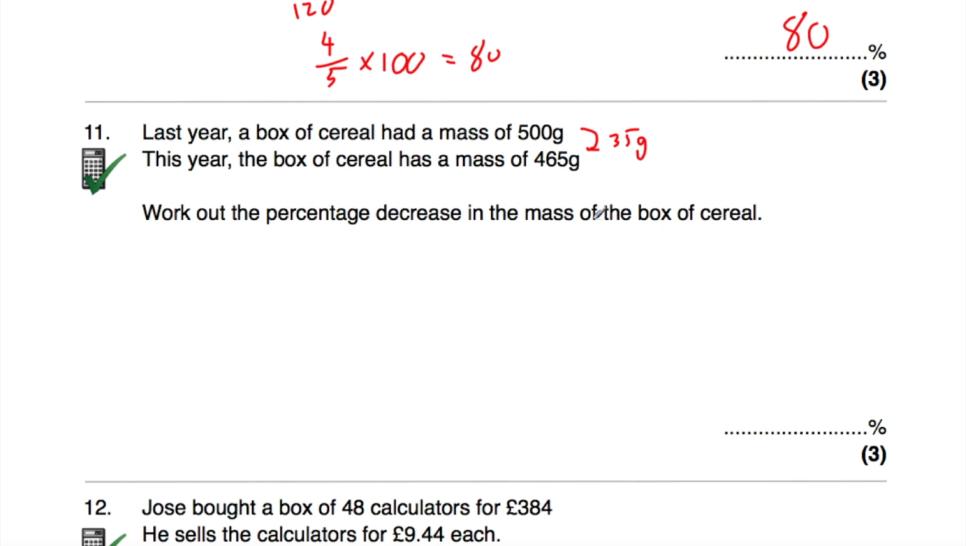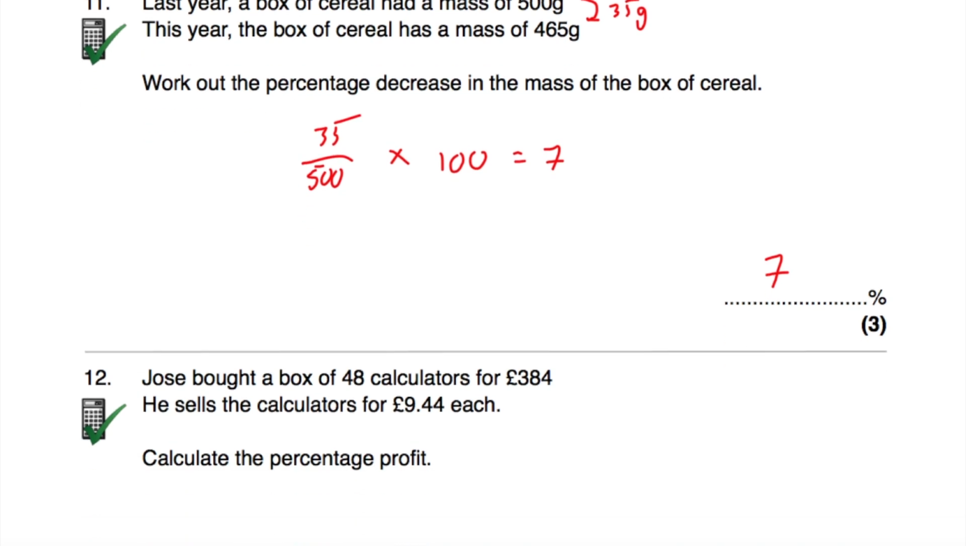So you want to work out the percentage decrease. That's going to be the change, which is 35. It goes down by 35 grams. And as a calculator question, you could do the subtraction, see what it goes down by, divided by the original, which is 500, times by 100. 35 over 500 times 100 is equal to 7. So there's been a 7% decrease in the mass of cereal in the box. So the percentage decrease is 7%.